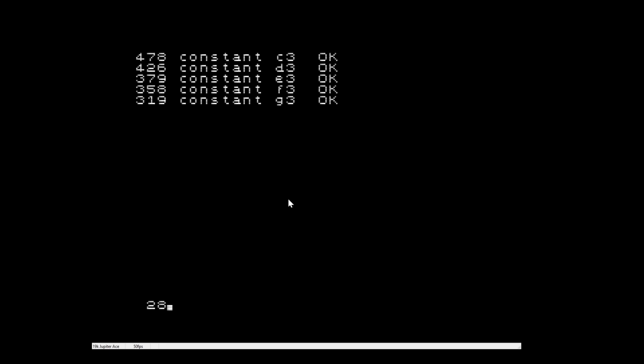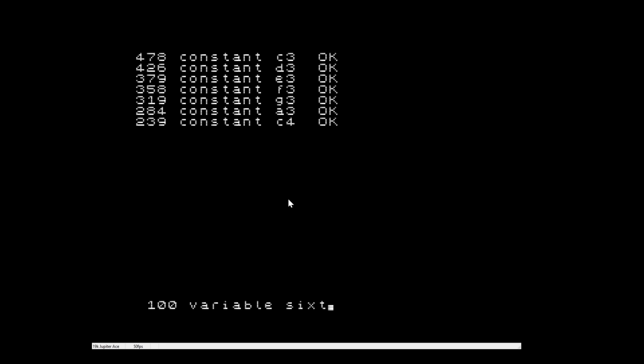So we're only going to set up the notes that we're going to use, which is like 7 of them here. These are available in the Jupiter Ace manual. There's a chart of like 5 octaves that tell you what those note values are.